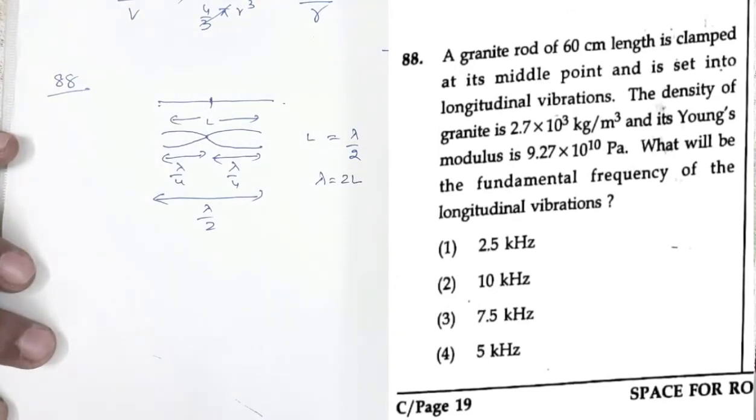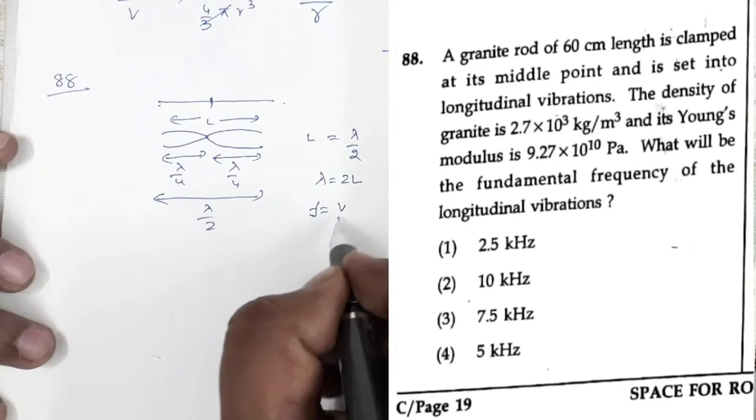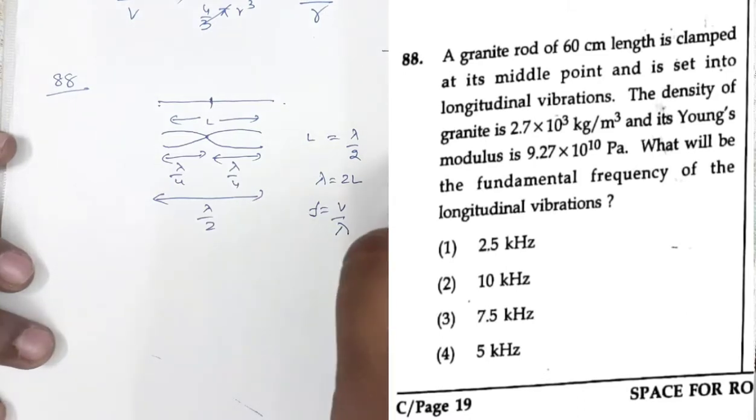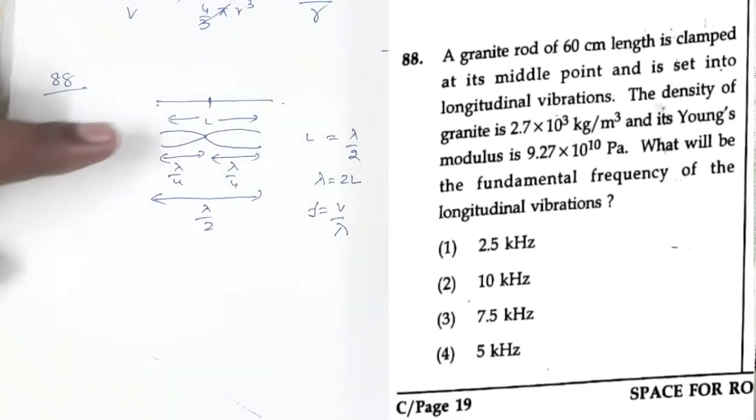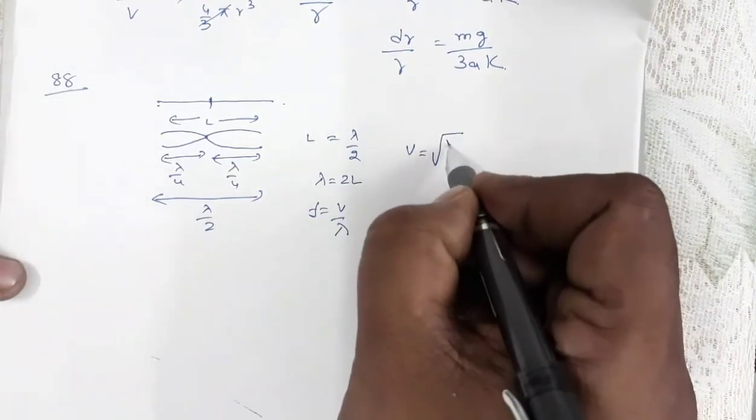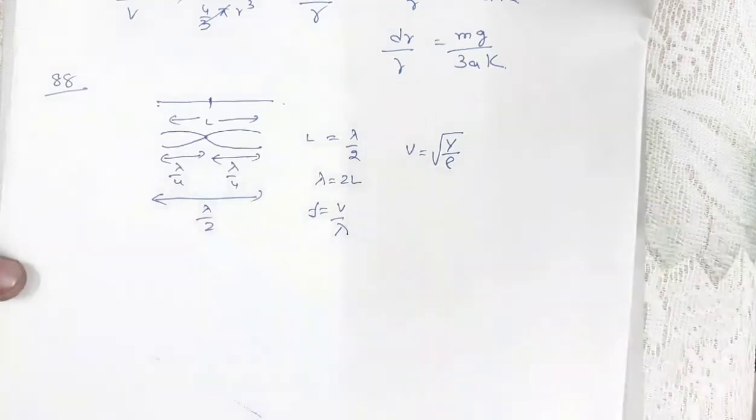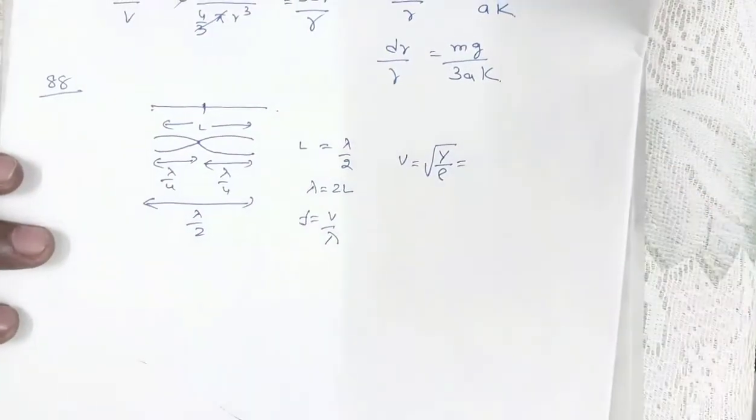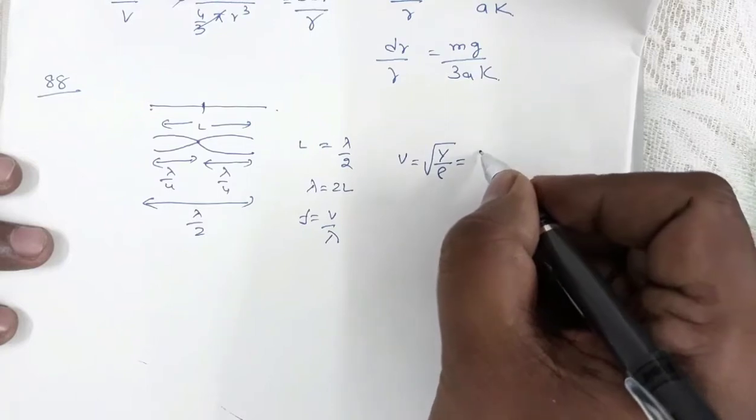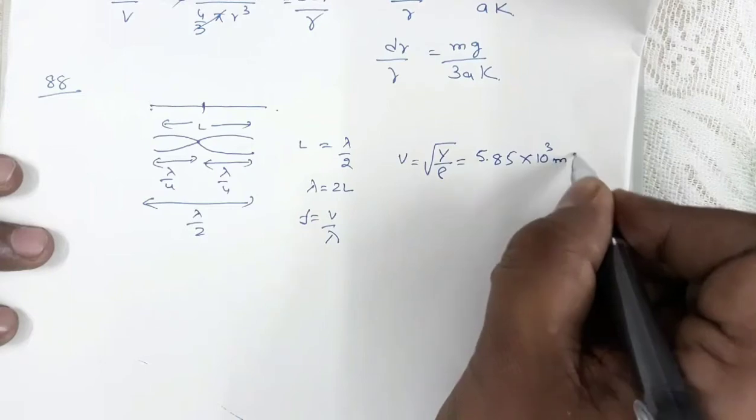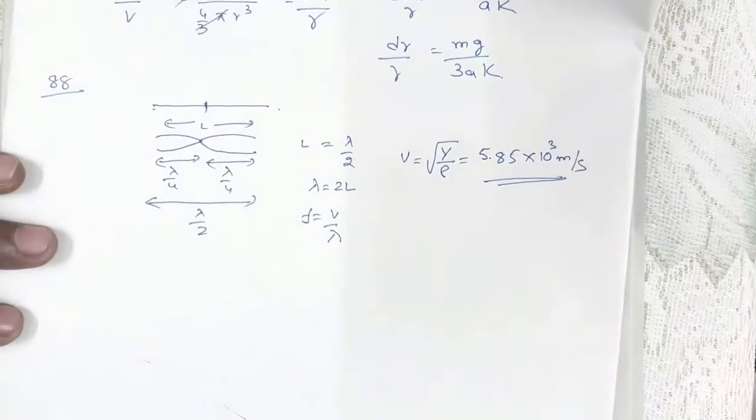Now frequency is V by lambda, correct? Now what is V? V is the velocity of wave in a rod. That is given by square root of Young's modulus by density. Now in the question, Young's modulus and density are already given. If you substitute the values of Young's modulus and density and calculate this, you will get the value as 5.85 into 10 power 3 meter per second. So this is the velocity of the wave in the rod.